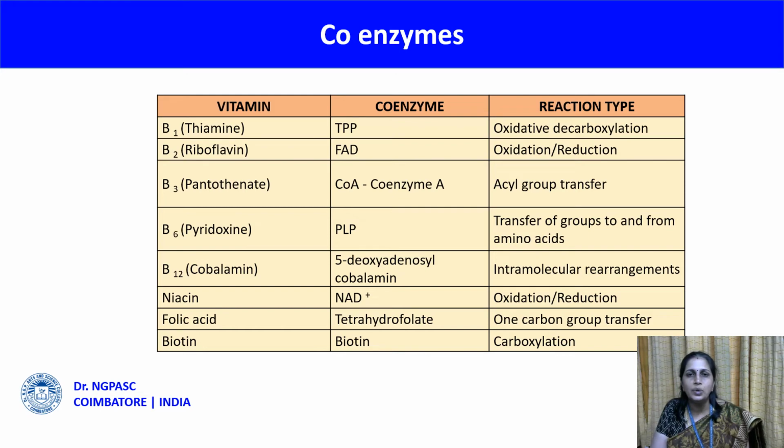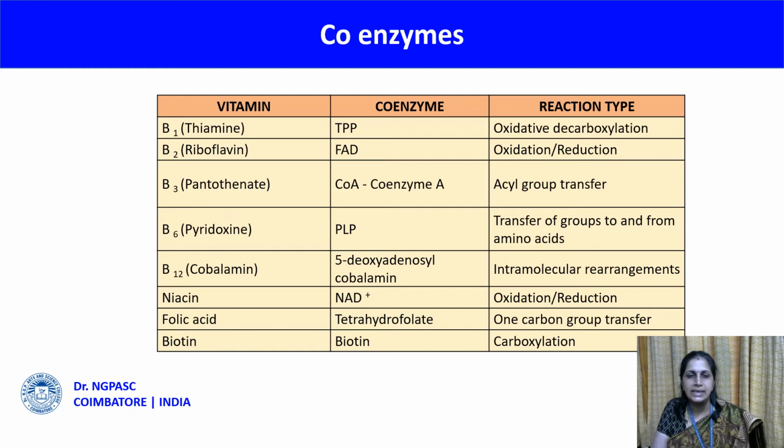In this slide, you can see different types of coenzymes, from where they are derived, and what type of reaction they participate in. First, TPP, thiamine pyrophosphate, is a coenzyme derived from vitamin B1 or thiamine, and it is involved in oxidative decarboxylation. The coenzyme FAD is derived from vitamin B2 or riboflavin, and it takes part in oxidation reduction reactions. Coenzyme A, derived from vitamin B5 pantothenic acid, is involved in acyl group transfer.